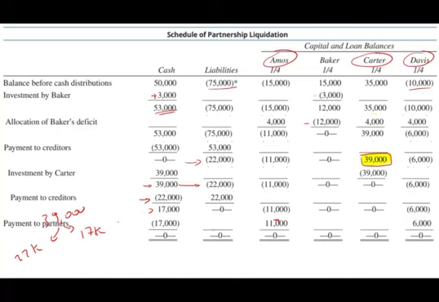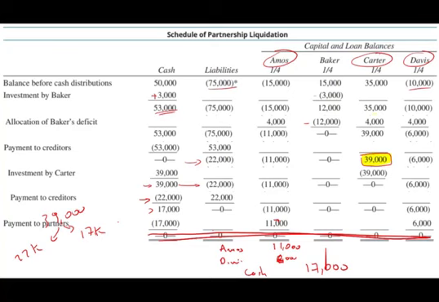Therefore, we debit Amos $11,000. His balance will be debited $11,000. We debit Davis, up 6, not 7, $6,000 for Davis. And we credit cash $17,000. We credit cash $17,000, and we're done. Notice the business is done. All the balances are zero. We no longer have cash.